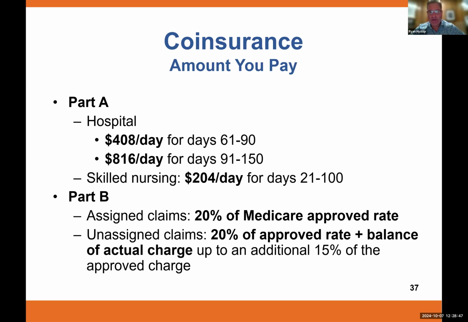All right, coinsurance, Part A, hospital $408 a day for days 61 through 90, 0 through 61 is 0, by the way. $816 for days 91 through 150. And if you have to go to skilled nursing or skilled nursing is required, days 21 through 100, $204 a day. After that 100th day, you're out, and they're going to force you to either be taken home by family or send you to some type of facility that you probably aren't looking forward to going to.